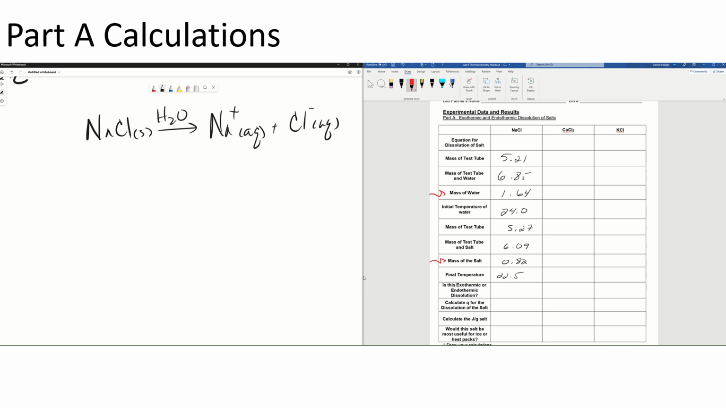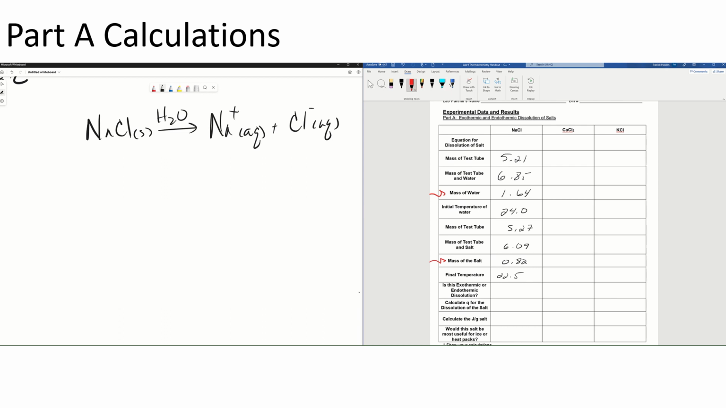Sometimes it's not quite so clear cut, and the sodium chloride is one of those examples where it's not quite as obvious, especially if you're stirring it a little too quickly. So the key here is you're going to want to do these calculations. Let's calculate Q for the dissolution of the salt.